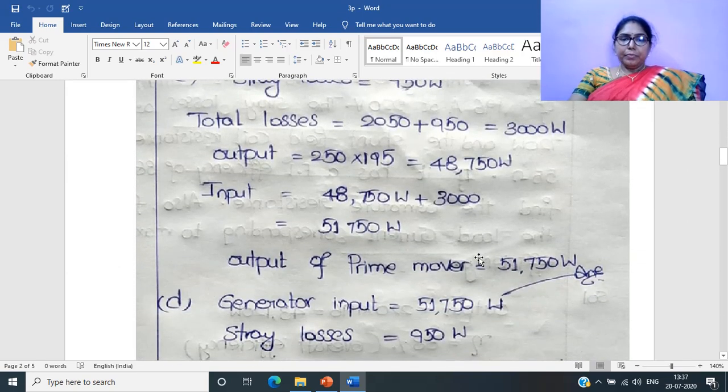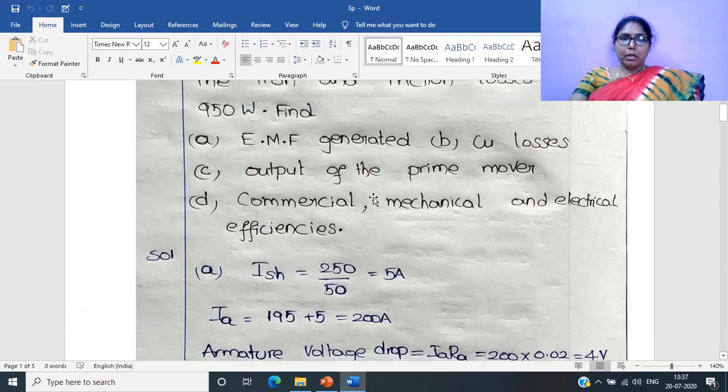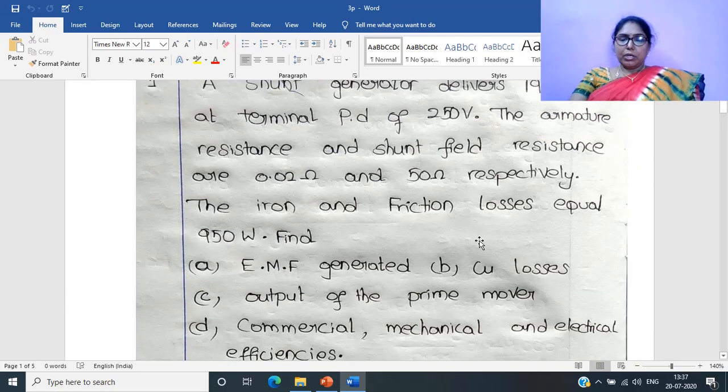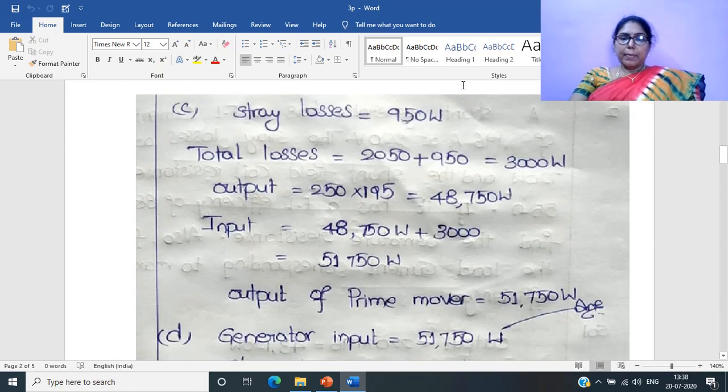The next one, third bit, they are asking the output of the prime mover. In this one, the iron losses and friction losses mentioned in the problem together are called stray losses. So stray losses they mentioned as 950 watts in the problem. So I am going to calculate the total losses. Total copper losses I just calculated, that is 2050, plus the stray losses. These account for the total losses in the DC generator.